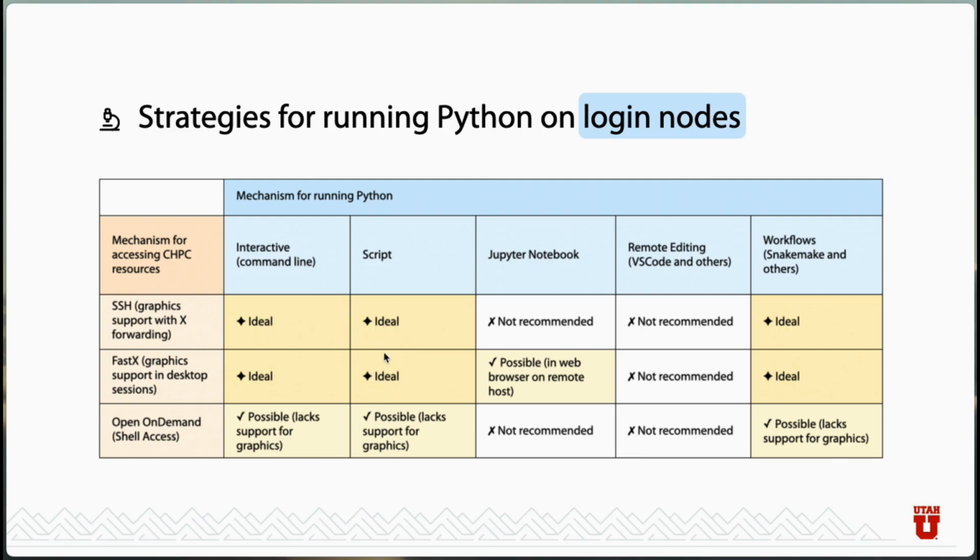Any of these would also work well if you're just running a script like Python 3 and your script name. If you want to use a Jupyter notebook, I would recommend just using Open On Demand for that because it tends to work much better when you're running it locally in your web browser, as Open On Demand allows you to do, versus trying to connect through a remote desktop session or otherwise, although it is possible to do this.